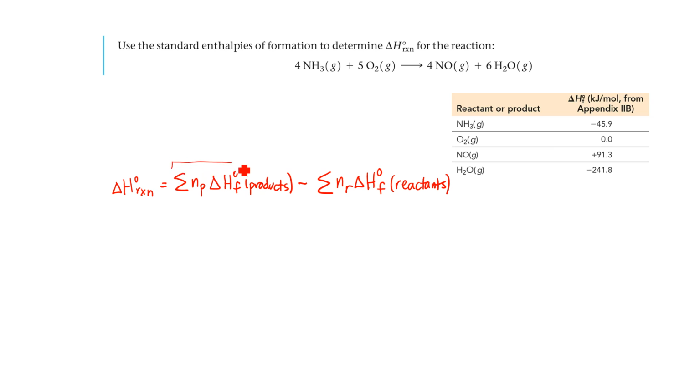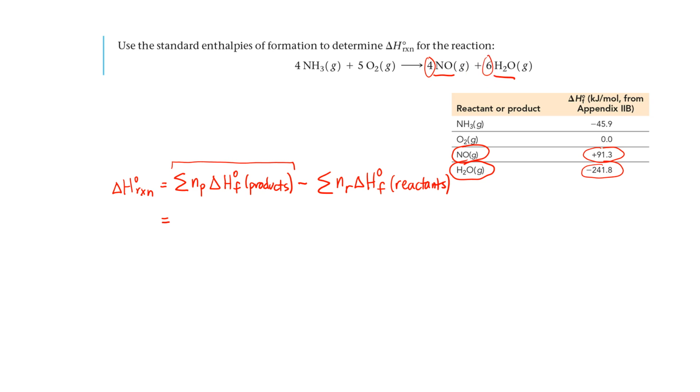Well, let's just look at the products for now. This is really simple. I just want you to watch what I'm doing here. What are our products? We have NO and H2O, right? And where are NO and H2O in our table? They're right over here, okay? And notice that we have the enthalpies of formation for each of them. Also notice that we have 4 NOs and 6 H2Os.